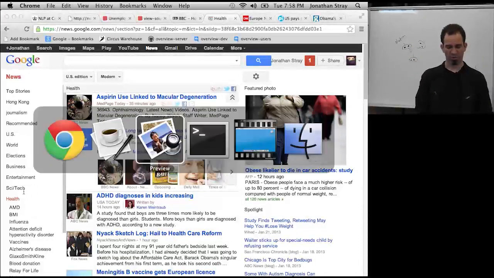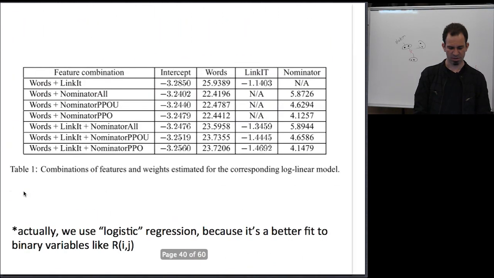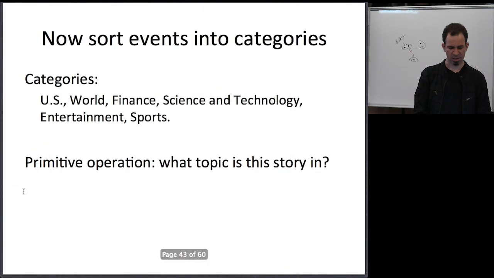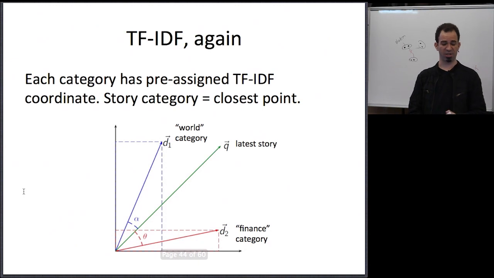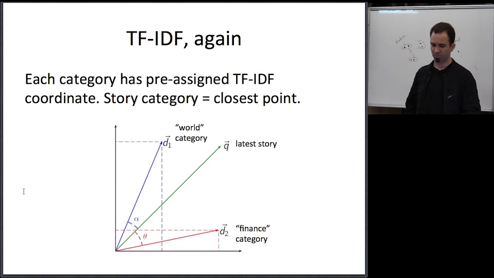Okay, there's one more thing that Newsblaster does. Yeah, so there it is. Each category has some fixed vector that we've worked out in advance by averaging a lot of stories about that topic. And then the story that just came in, we can assign it to a category by just looking at which of those angles is smaller, because cosine distance is measuring those angles.